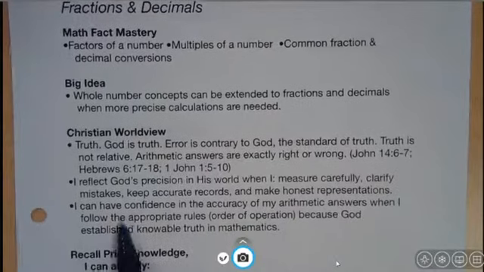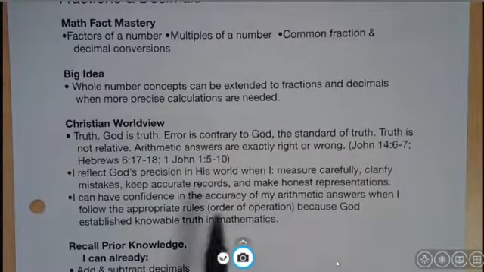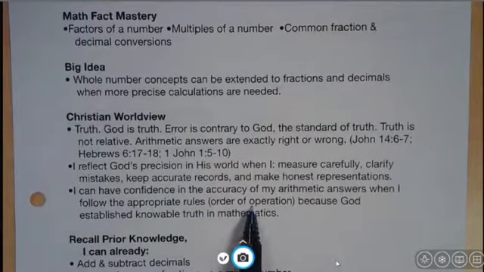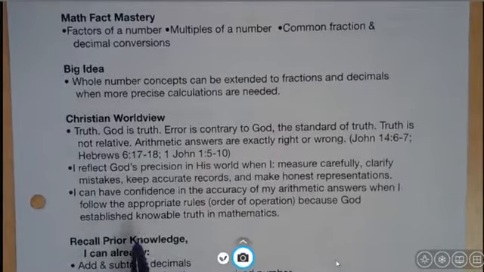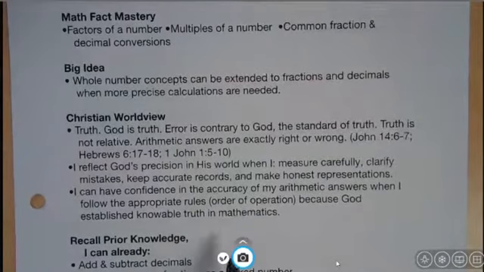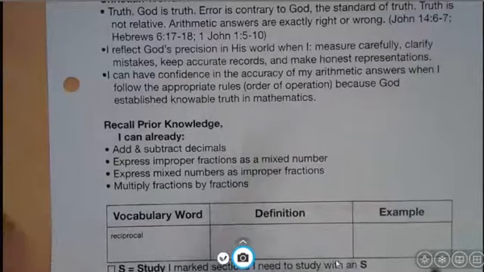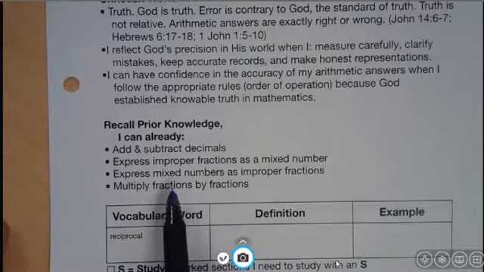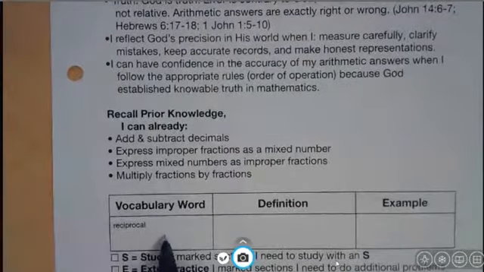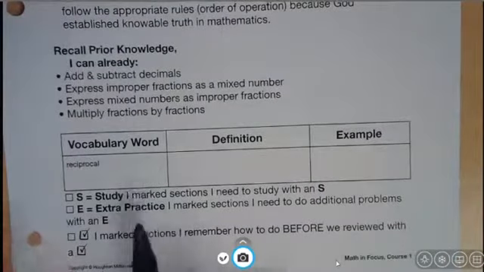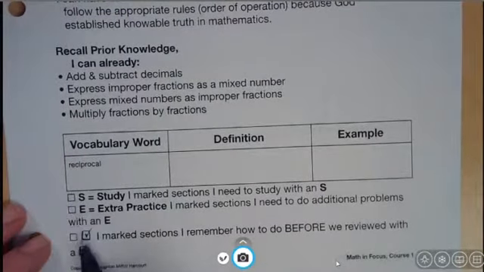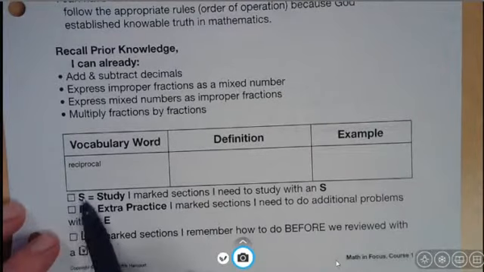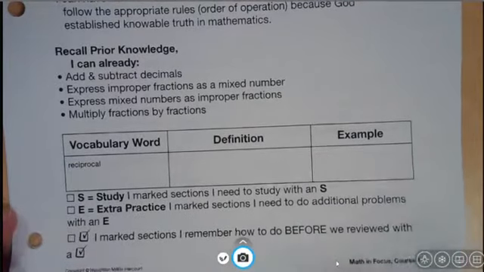We can also have confidence in the accuracy of our math answers when we follow appropriate rules such as order of operations, because God established knowable truth in the world and mathematics. These were the concepts that you should have known how to do before you even started this chapter earlier in the year, and certainly you should know how to do them now. You should know and recap your vocabulary before, and then just like our other final days, you're going to either mark the sections with a check, S, or an E, depending on how you need to study.